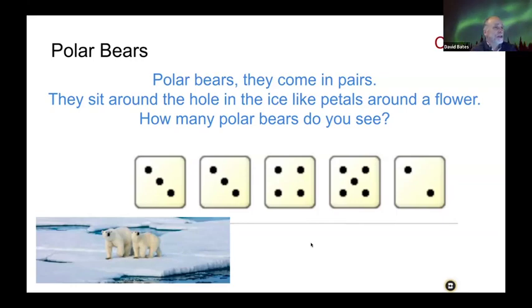So how do you think the line in the poem, they sit around the hole in the ice like petals around a flower, how does your thinking or reasoning on the number of polar bears represented by the dice reflect that line in the poem? Then 5 pair plus the hole in the ice. Yeah, I could look too. Yeah, was the 2 one bear and the 4 a pair of bears? And then the 5 the pair of bears around the hole in the ice.